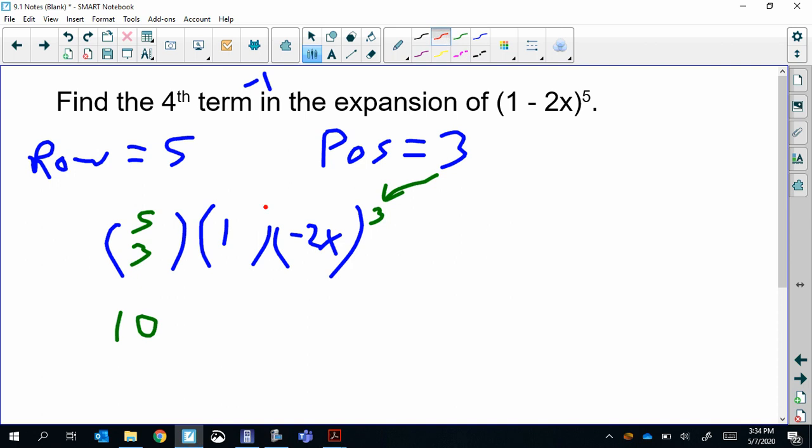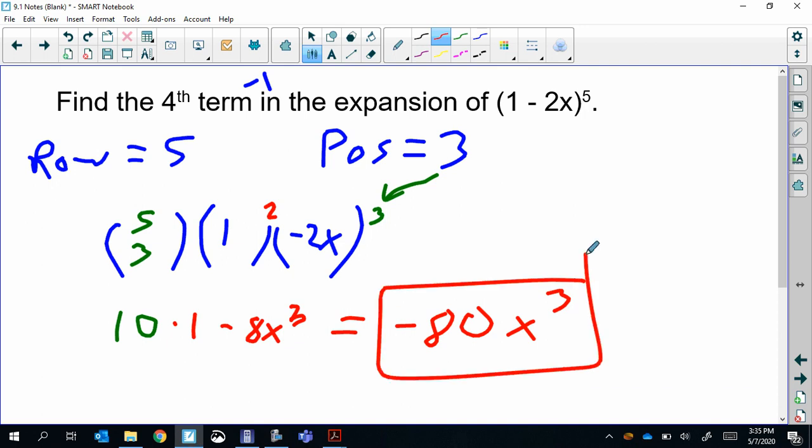So we do 1 squared is 1, and then we do negative 2 to the third. That's negative 8 x to the third. Multiply out, and we get negative 80x to the third. So row is the exponent, position is term minus 1, and then position always matches your second exponent there.